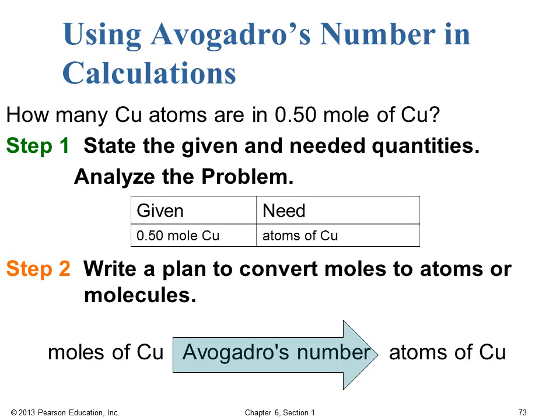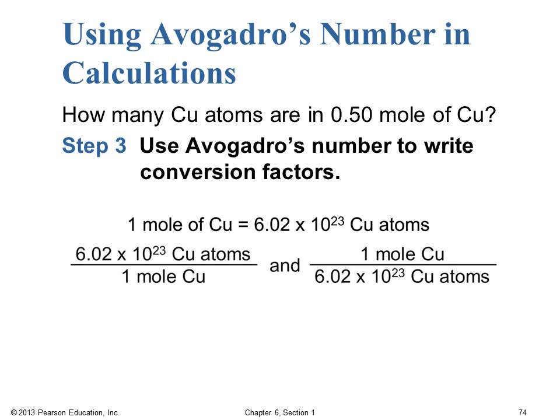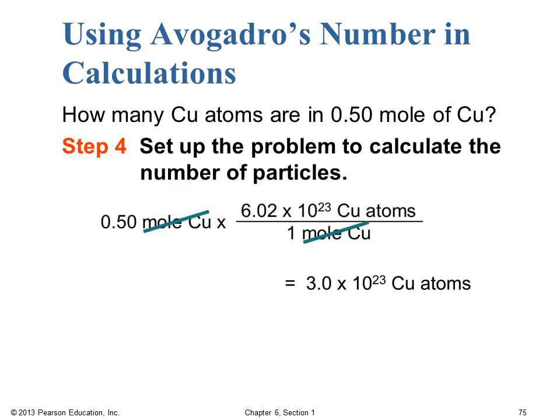So here it's asking how many copper atoms are in 0.5 moles of copper. We have the moles. That's what we're given. We need to get to number of atoms. So we're going to go from moles to atoms, so we've got to use Avogadro's number. If we're trying to go from moles to atoms, we want the moles to cancel out. So we want the moles in our conversion factor to be in the denominator. So we want to use the first one, 6.02 times 10 to the 23rd copper atoms per mole of copper. When we set it up, we can see that the moles cancel out and we're left with copper atoms. We just do the math, and we get our final answer of 3 times 10 to the 23rd copper atoms.